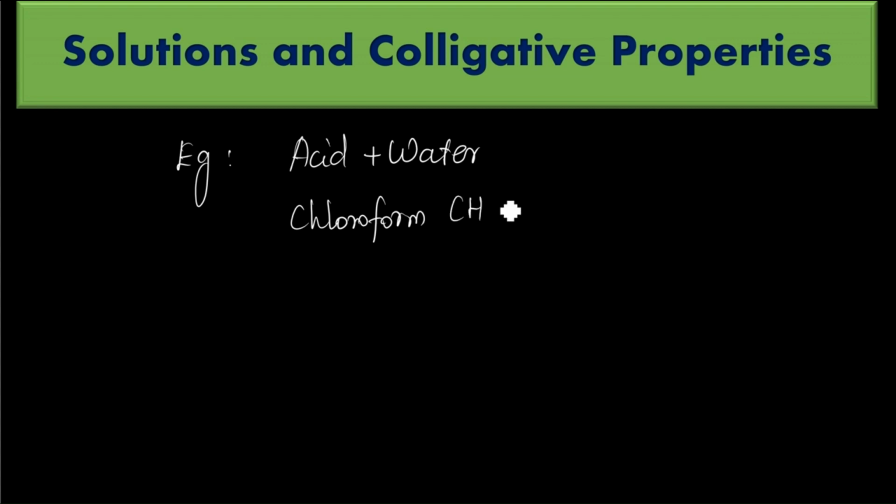So what is the example for this type of negative deviation from Raoult's law? Mixing of acid plus water, for example HCl plus water, or chloroform and acetone. Chloroform, which is CHCl3, plus acetone. These are examples of negative deviation, where strong hydrogen bonds form between the different molecules, A and B. That bond is stronger, so it shows the negative deviation.